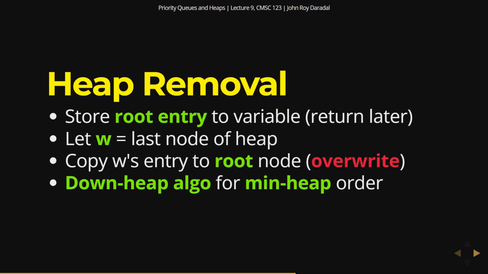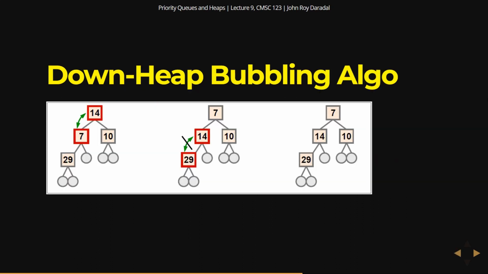So what is the down heap algorithm? The down heap bubbling algorithm will start from the root because this is where we added the last node's entry, right? And then from the root, we'll compare it with one of its children, the child with the smaller key. So between the two, 7 and 10, which has the higher chance of being the new root? It has to be 7 because it's smaller than 10, right? So compare 14 and 7. Should we swap them? Well, 7 is smaller, so yes, we need to swap. So 7 becomes the root and then 14 becomes the child.